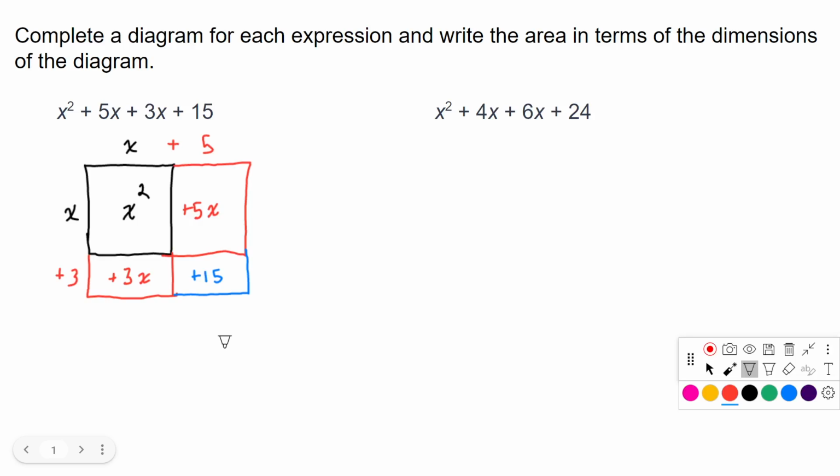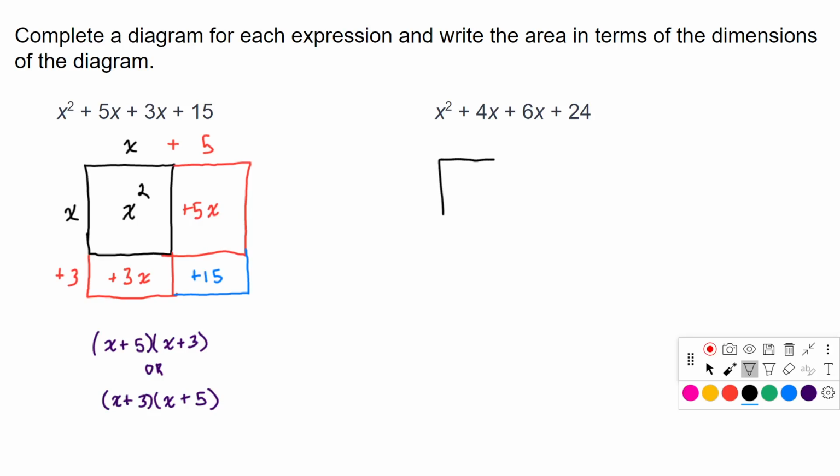So when we write the expression in terms of its dimensions, I would write this as x plus 5 times x plus 3, or it can be written as x plus 3 times x plus 5. It does not matter the order you write the factors, because it will give you the same result no matter what. So let's take a look at this second one.